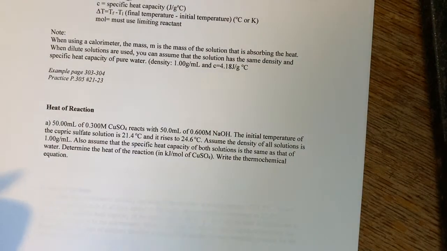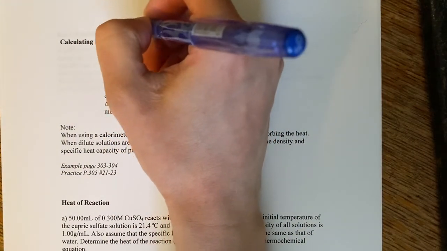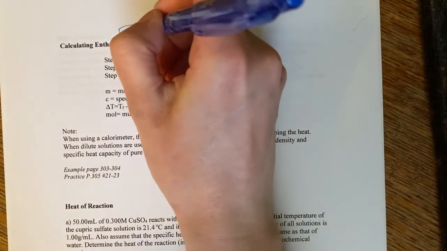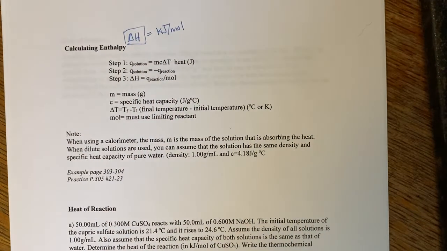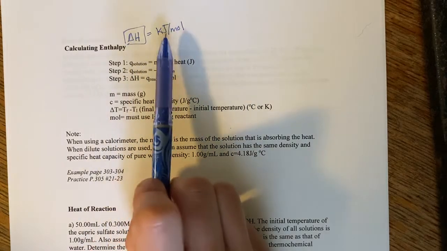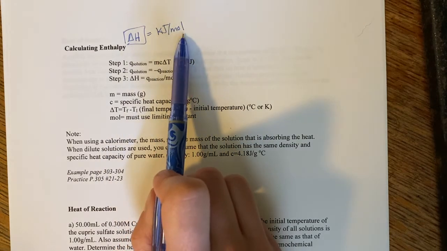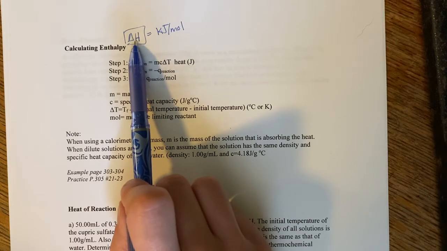Okay. So how do we use this to actually calculate enthalpy? So remember, enthalpy is H. Okay, change in enthalpy is delta H, and this is actually what we want to find. Delta H is measured in kilojoules per mole. So not only do we just want, so heat, remember, is measured in joules, but then we also want to find the kilojoules per mole of a reaction to be able to find our enthalpy, our change in enthalpy.